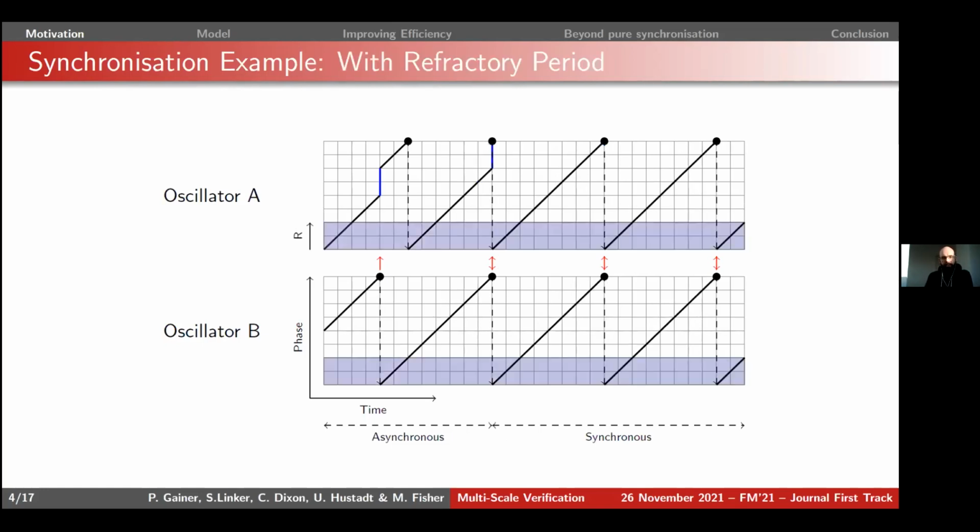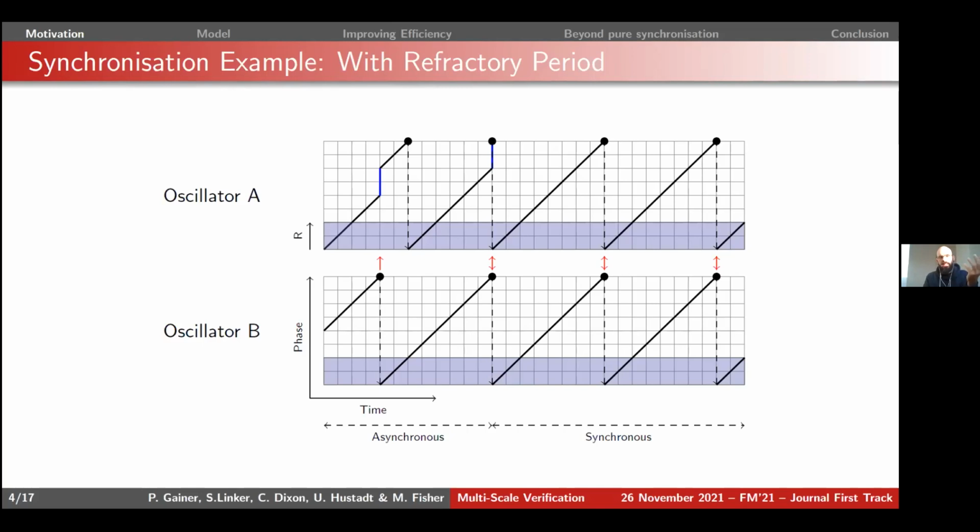If we added a refractory period, just to give you an example how this may affect this whole thing, the beginning is the same thing. This time, both oscillators have a refractory period of, well, let's say, up to 2 points in the cycle. And in the first firing of oscillator B, nothing happens, it's the same thing as before. So oscillator A gets perturbed.